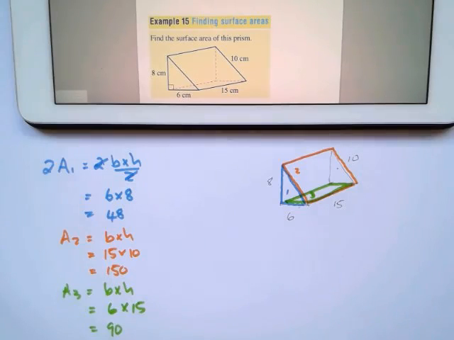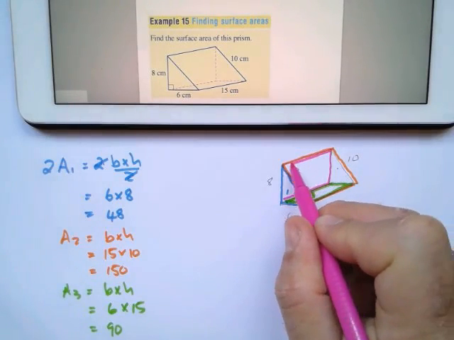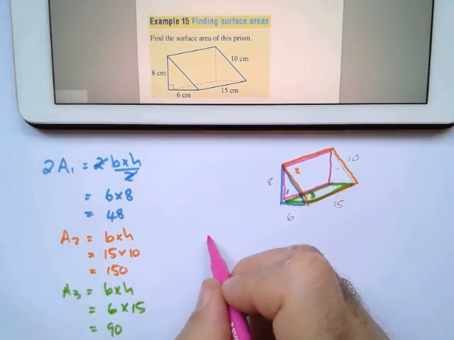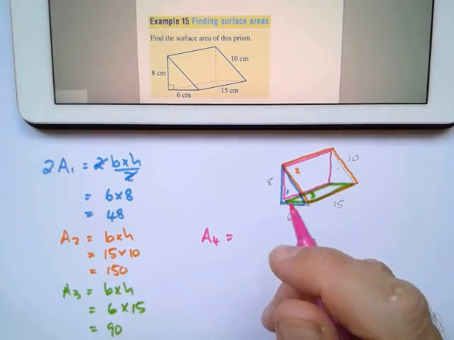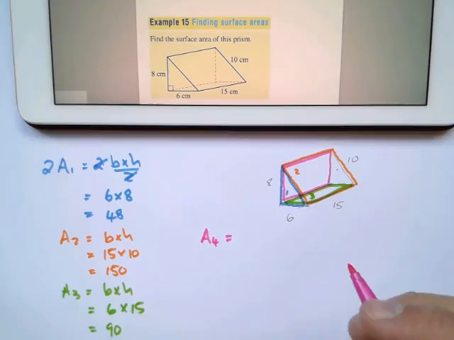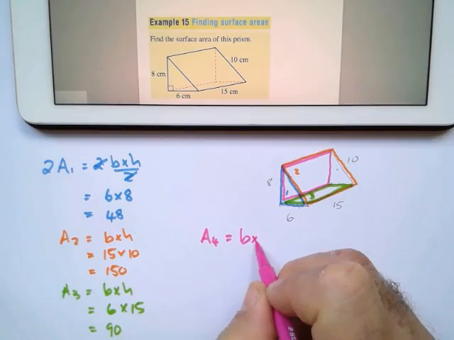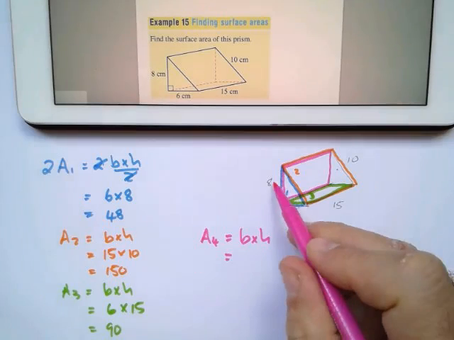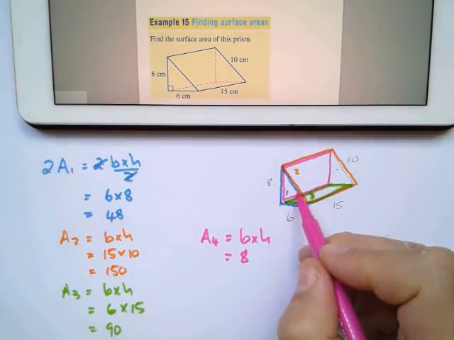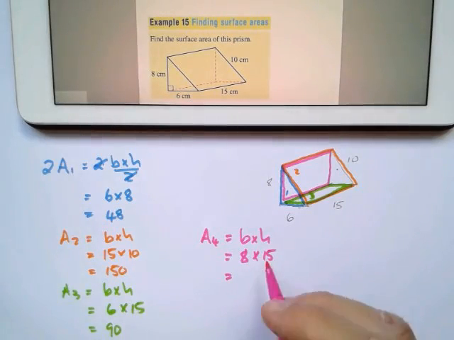The last one that I'm going to do is the back, so I haven't done the back. So it's this rectangle here. Let's call that area 4. Now area 4, pardon me, I use base times height, it doesn't really matter, it's length times width. So that side is 8, and that length there is still 15. So 8 times 15 gives us 120.